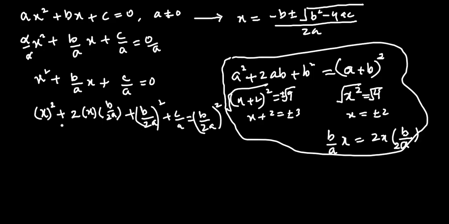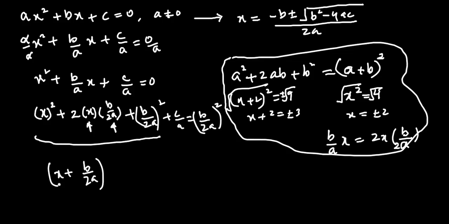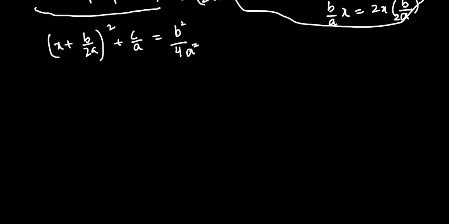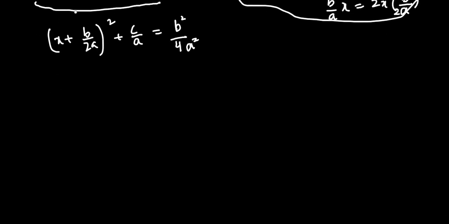So we see that here the first term is x and the second term is b by 2a, which you can see from 2ab: a is the first term, b is the second term. So 2a here, x is the first term and the second term is b by 2a. So we can write this whole as x plus b by 2a squared, first term plus second term squared, plus c by a equals b squared divided by 2 squared, which is 4, a squared. All right. So let us now try to isolate this square term.